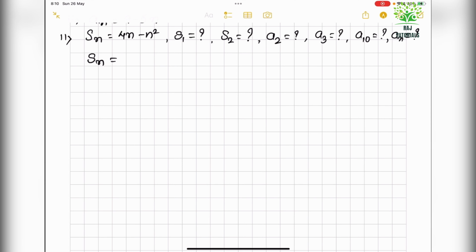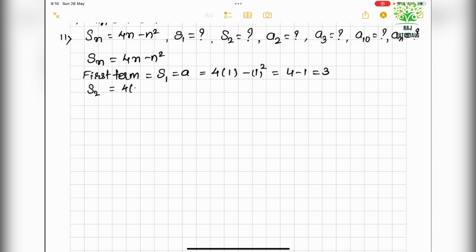Here we know that Sn equal to 4n minus n square. So first term, that is sum of one term, or A, will be 4 into 1 minus 1 square. So that will be 4 minus 1, so 3. Then S2, that is sum of first two terms, will be 4 into 2 minus 2 square. So that will be 8 minus 4. So 4.